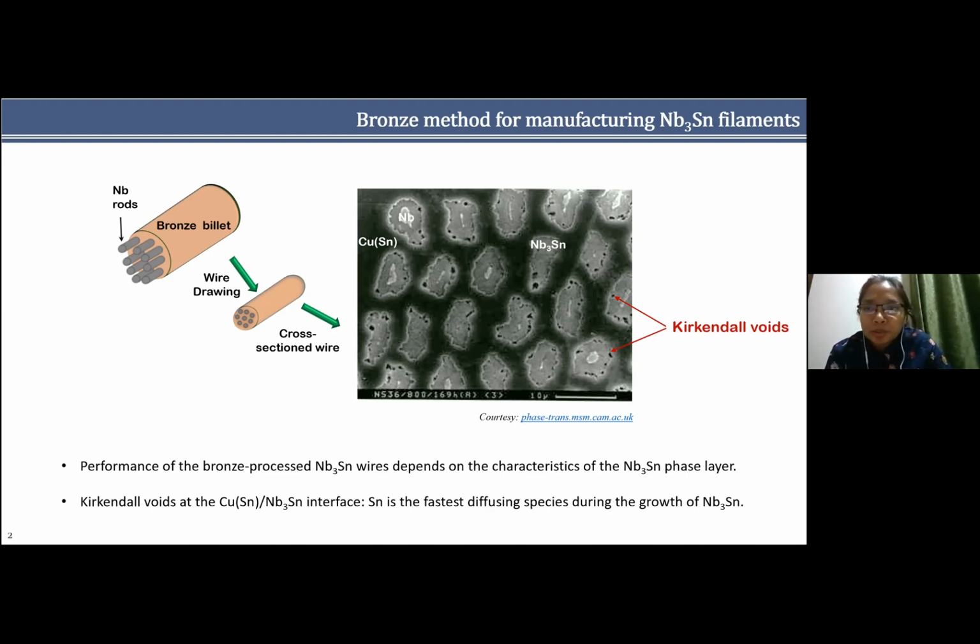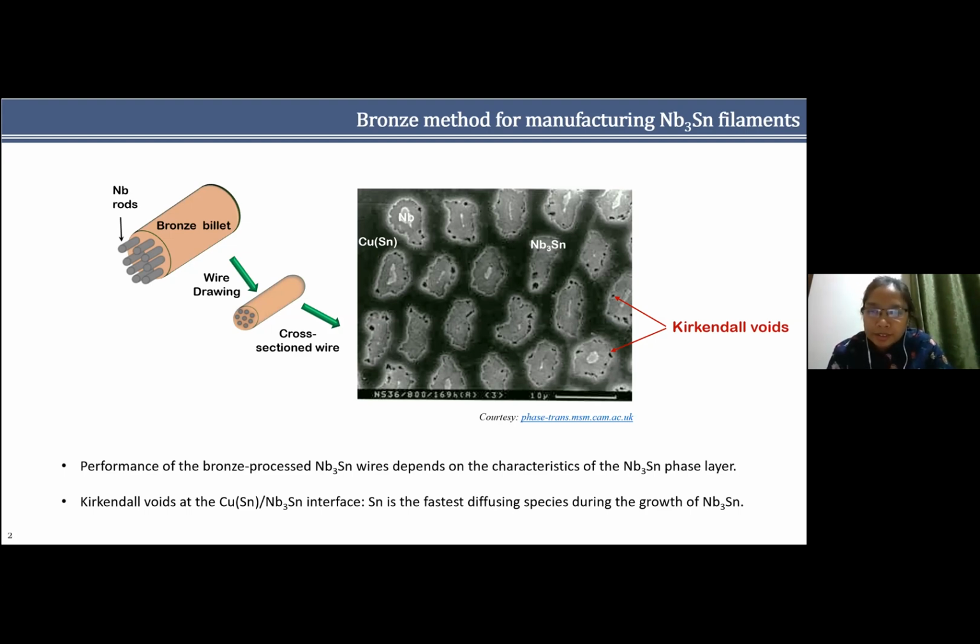One of the most important aspects of the bronze-processed Nb3Sn phase formed using this technique is the presence of Kirkendall voids, which you can see as the dark dots I've shown by red arrows. Since these voids are at the interface of copper-tin and Nb3Sn, this suggests that tin is the fastest diffusing species during the growth of Nb3Sn.